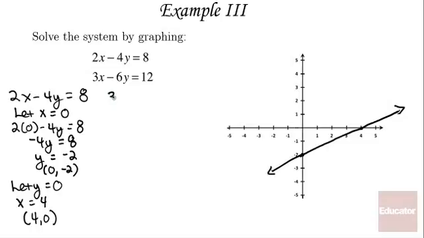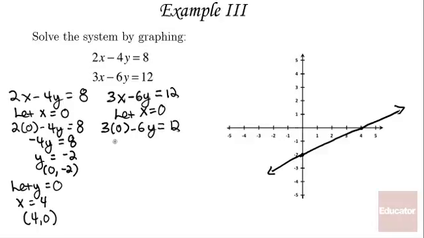For the second equation, I'm going to do the same thing. 3x minus 6y equals 12. To find my y-intercept, I'm going to let x equal 0. So I get 3 times 0 minus 6y equals 12, which is negative 6y equals 12. Divide both sides by negative 6 to get y equals negative 2. So my y-intercept is at 0, negative 2.